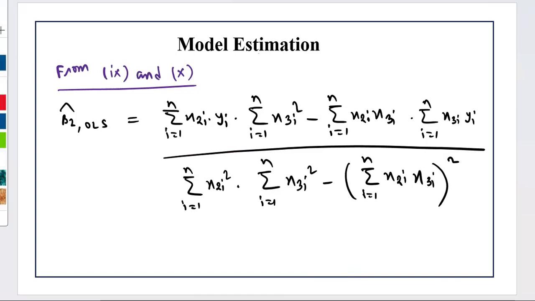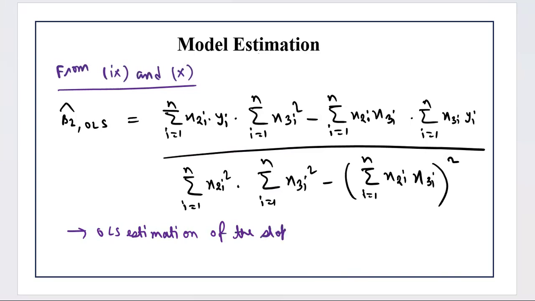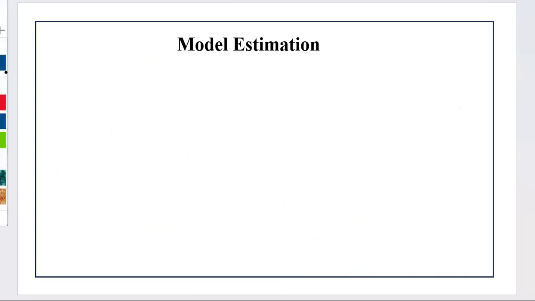So this will be the OLS estimation of the slope parameter beta 2 basically, not beta 2 cap. This is the estimation. So beta 2 cap is the estimated value, the OLS estimated value, of the slope parameter beta 2. Please, in order to solve questions, you have to remember this formula. This formula is very important. And now the final formula will be the formula for beta 3 cap.